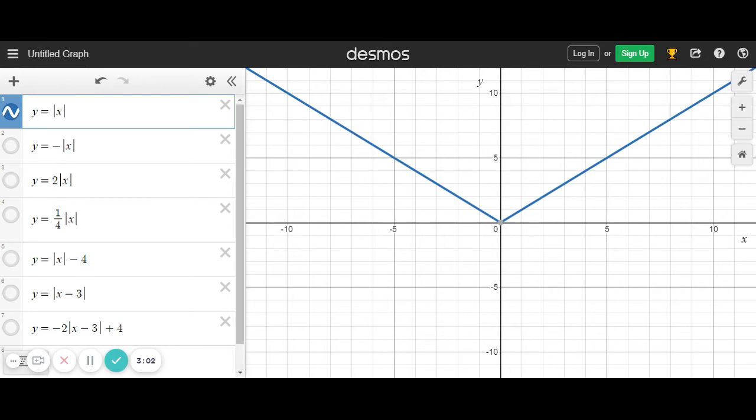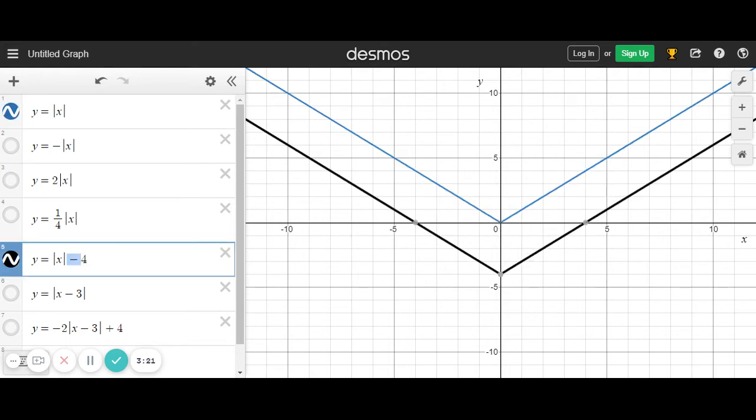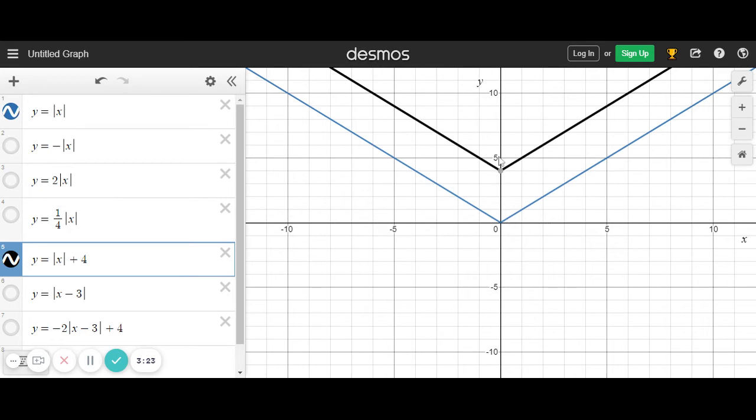Now, let's say you start with that existing parent function, and all you do is add or subtract a number at the end. What's going to happen here, if you just do this outside the absolute value bars, is you're going to move the graph up or down. In my example here, I have -4, so I moved this existing graph down 4 units. If I were to change that to a +4, now I'm going up 4 units.